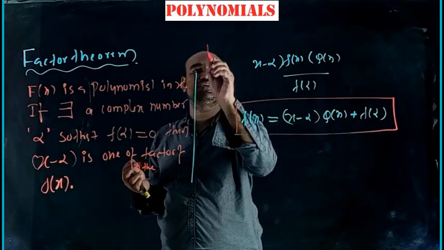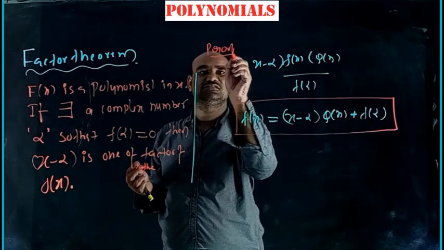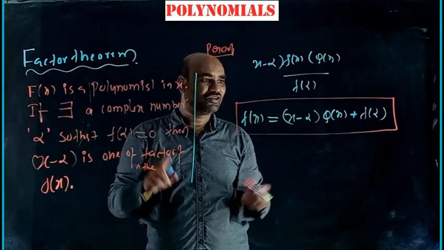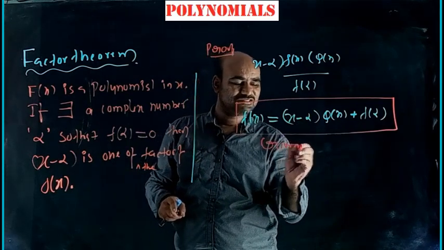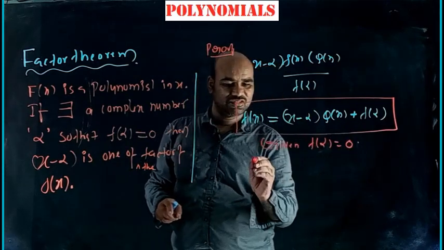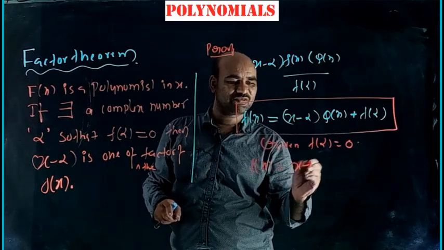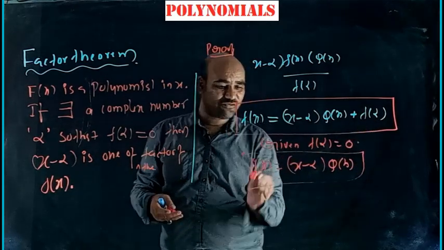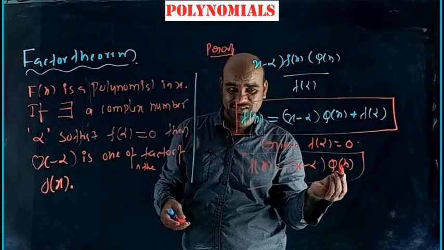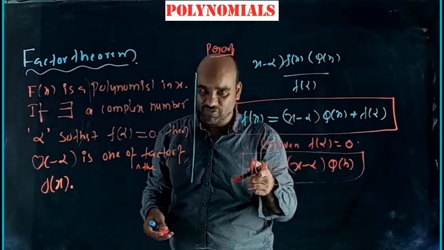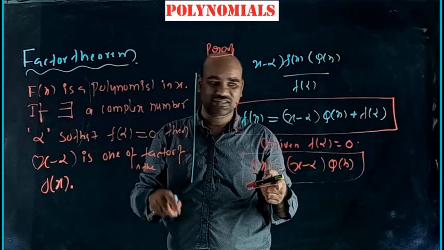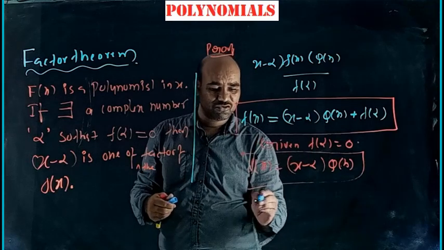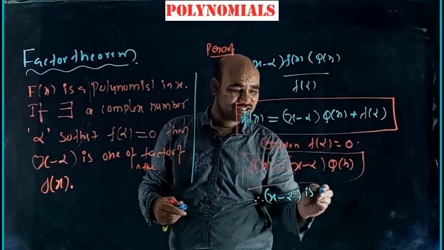Now what I am doing here, I am proving the factor theorem. So f of x is a polynomial in x, there exists a complex number alpha so that f of alpha equals 0. What is given? Given f of alpha equals 0. Therefore what happened to f of x? F of x equals x minus alpha into q of x only, plus 0 only. So what is the meaning of this? Observe here, f of x equals x minus alpha into q of x. So here only you can say that x minus alpha is one of the factors of f of x. Q of x is another factor, but don't bother about that. Therefore, x minus alpha is a factor of f of x.